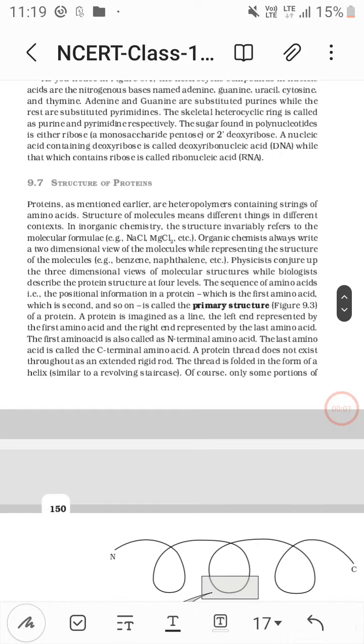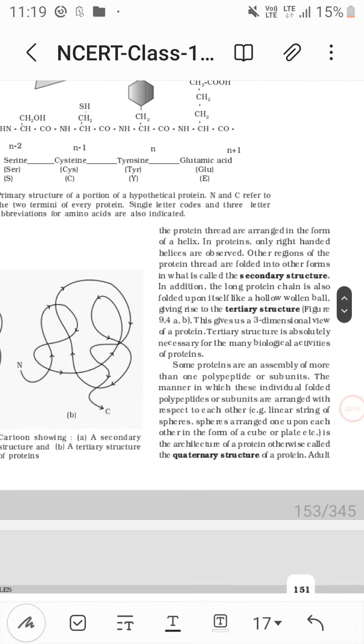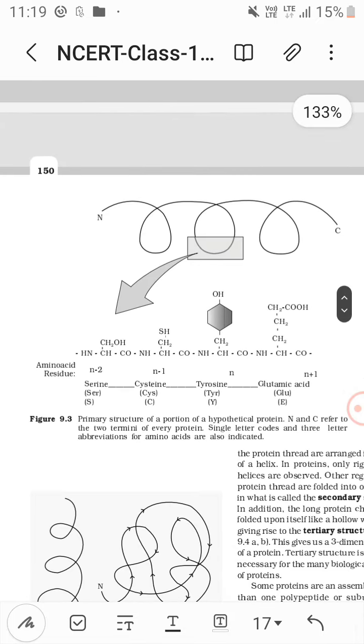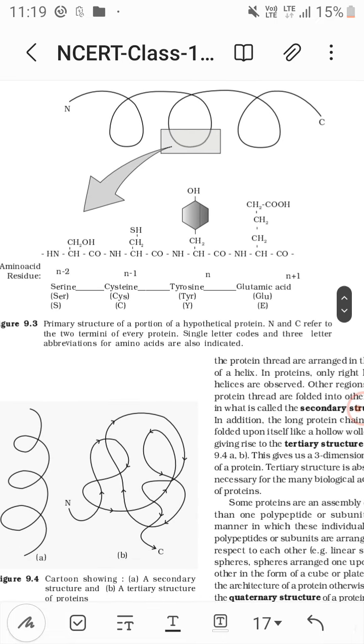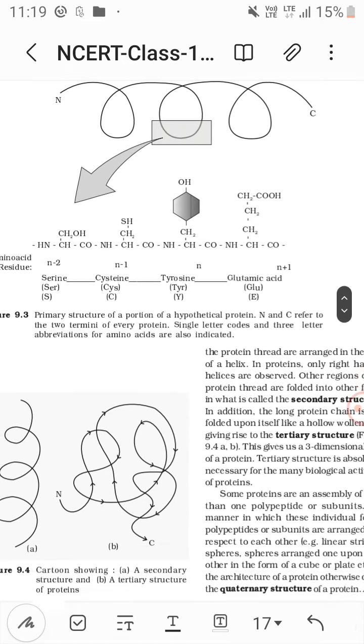The chapter on biomacromolecules: structure of proteins, that is primary structure, secondary structure, tertiary structure and quaternary structure. And in the diagram you see the primary structure of a portion of a hypothetical protein, where N and C refer to the two terminals of every protein. So N is the first end and C is the last end.